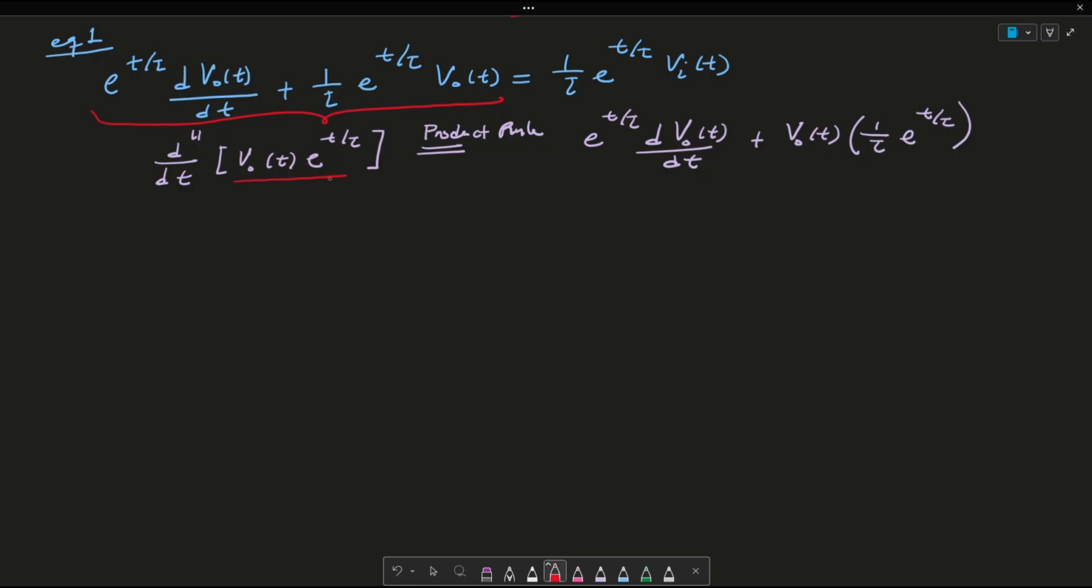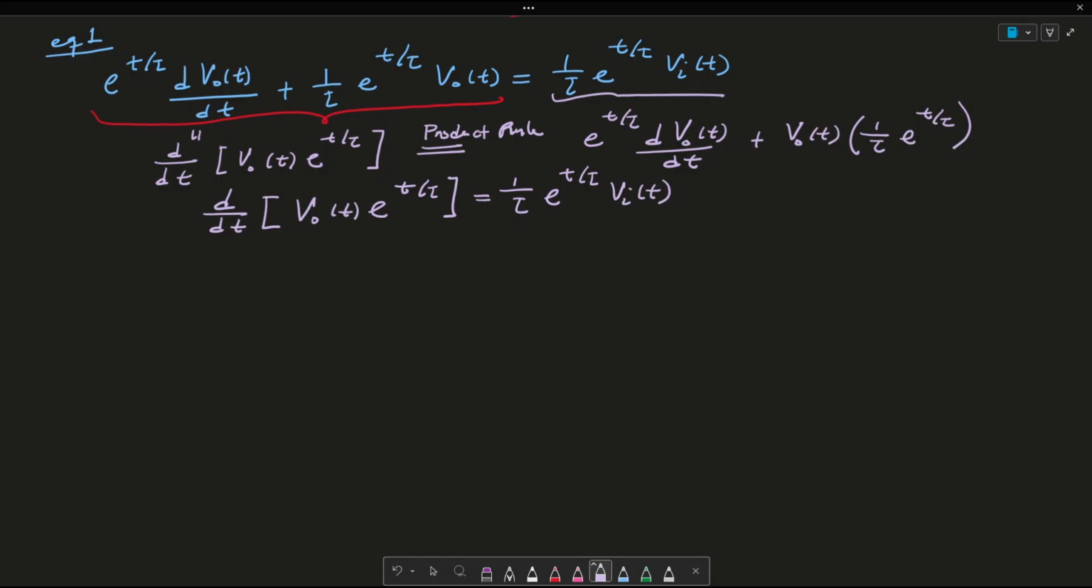So let me continue. What can I say? I can say that d/dt of Vout(t) e^(t/tau) is equal to this term here, which is 1 over tau e^(t/tau) Vi(t). Okay, so the next thing I want to do is integrate both these functions. So I'm going to integrate and change the integration variable. I'm going to get the integral from 0 to t, and I leave the first term alone.